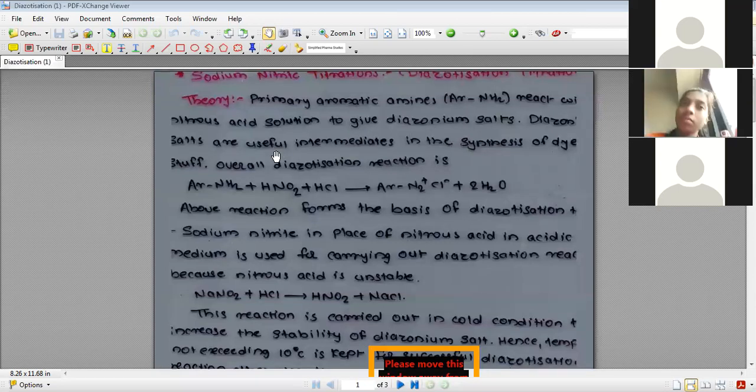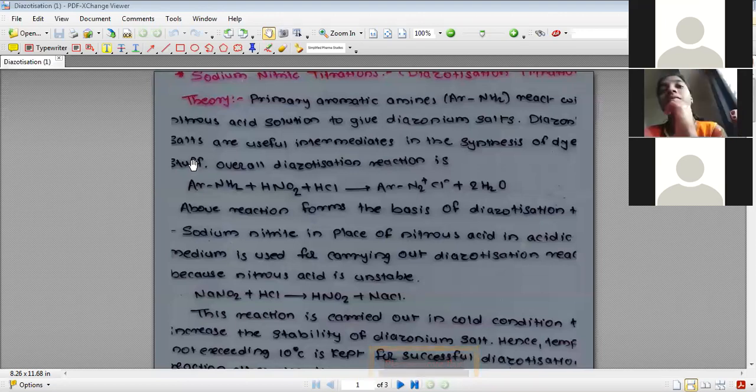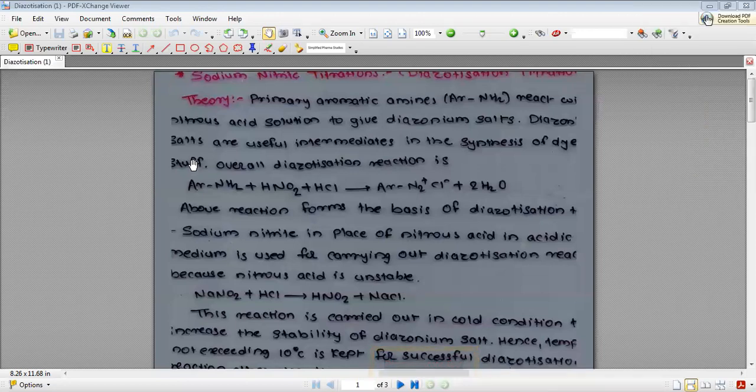The diazonium salt is a very useful intermediate in the synthesis of dyestuffs. That is the main application or main use of diazotization type of titration. That is, the intermediate diazonium salt that is formed is useful in the synthesis of dyestuff. That is the main purpose or that is the main application of diazotization titration.